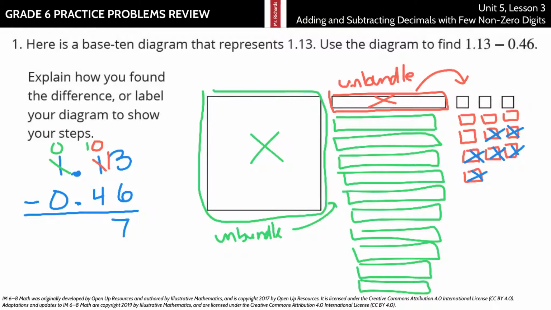Then I can take away 4 of these now. So 1, 2, 3, 4. And what are we left with but 1, 2, 3, 4, 5, 6 tenths? And sure enough, 10 minus 4 is 6. Our decimal point, we have no ones left, and so we have a solution here of 67 hundredths, which, if you break that down, again, is 6 tenths, 1, 2, 3, 4, 5, 6 tenths, and 7 hundredths. 1, 2, 3, 4, 5, 6, 7.